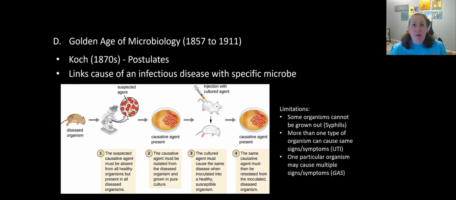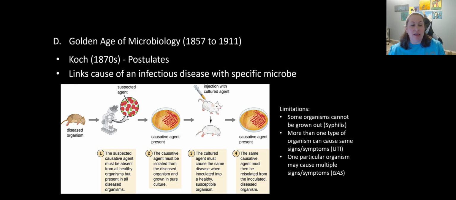So our next individual we want to look at is Koch. Koch is in the 1870s, and he came up with what we call Koch's postulates. Ultimately, what these postulates say is that he's able to link the cause of an infectious disease with a specific microorganism. So he was able to say that this disease is due to this particular bacteria. Okay, and he did this through an experiment with mice.